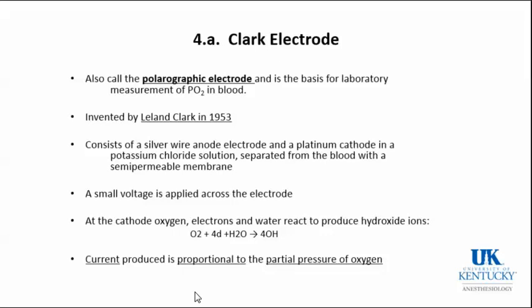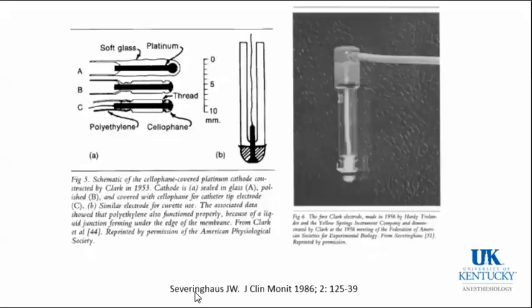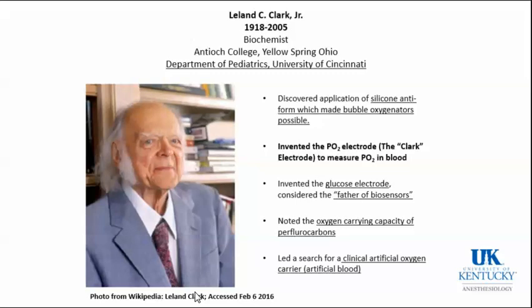The next key word was Clark electrode. This is also called polarographic electrode, and is the basis for how the PO2 is measured in blood. It was invented by Leland Clark in 1953. And this is a photograph of Dr. Clark. It's quite relevant to us in this area.